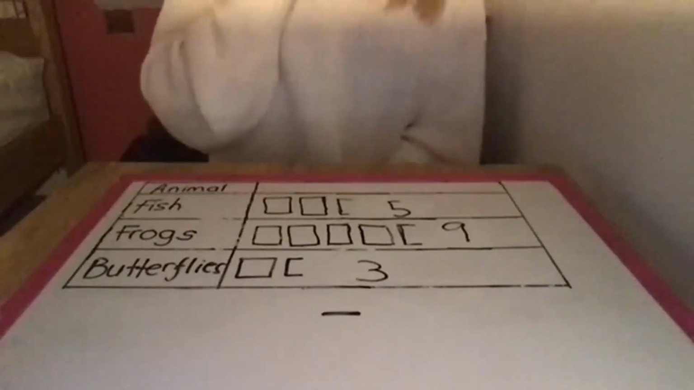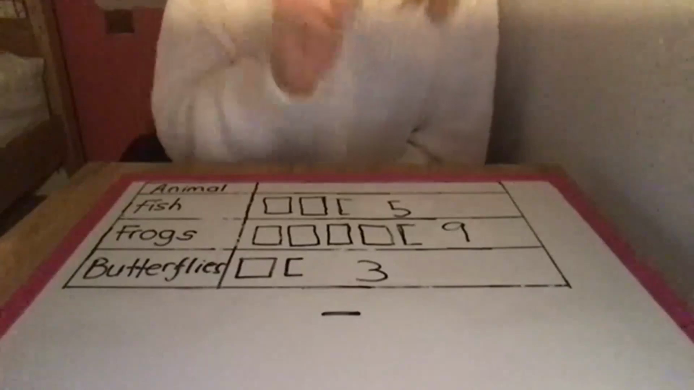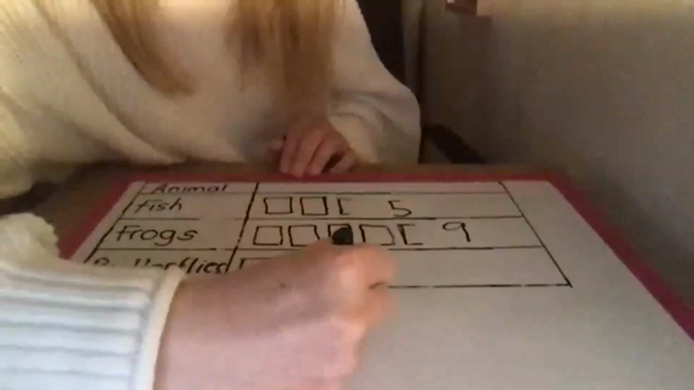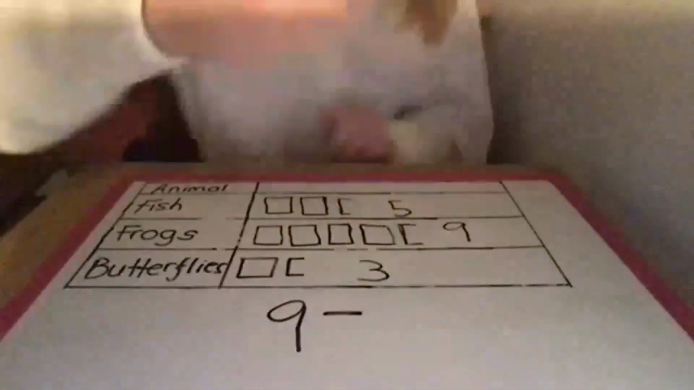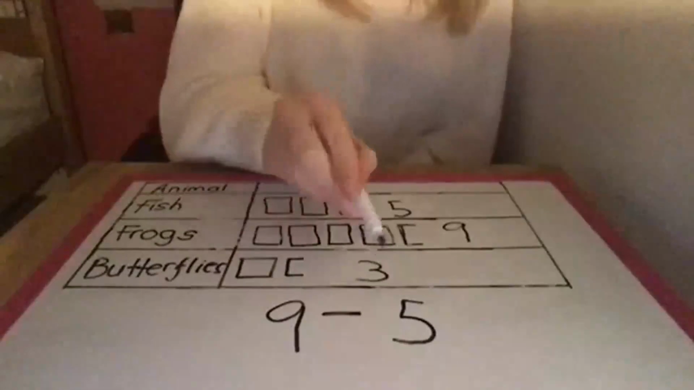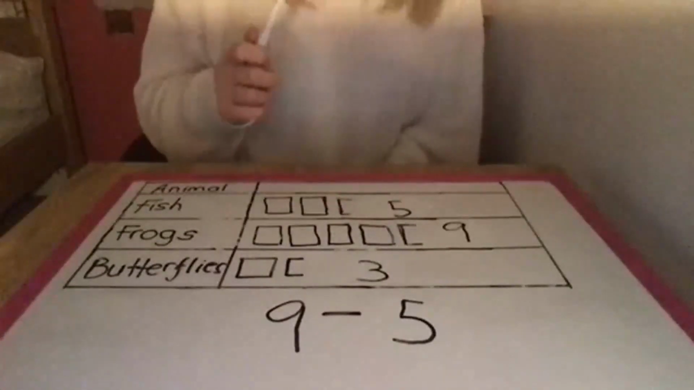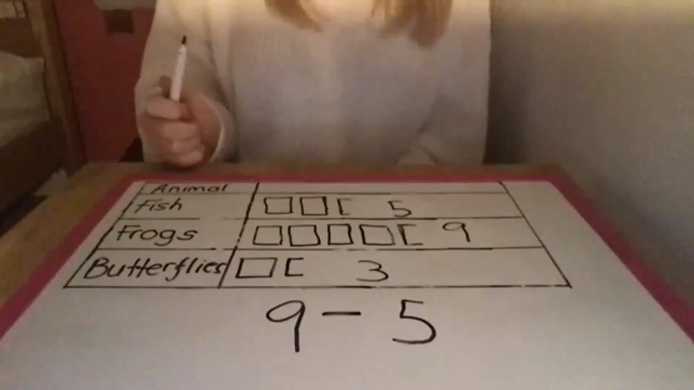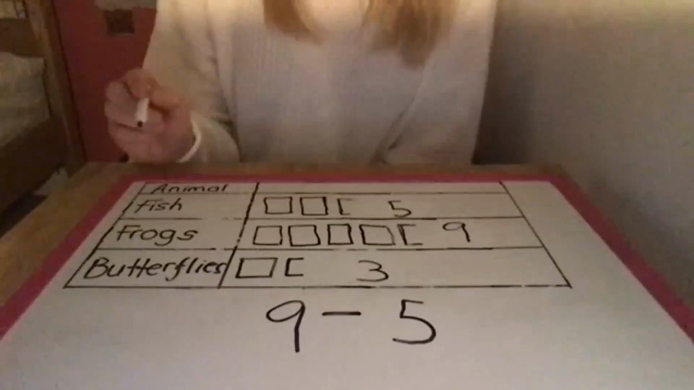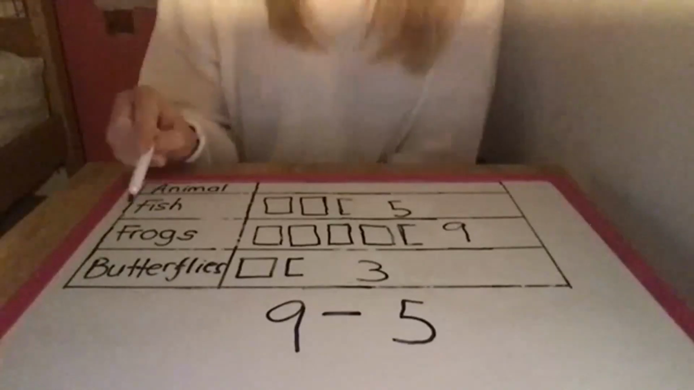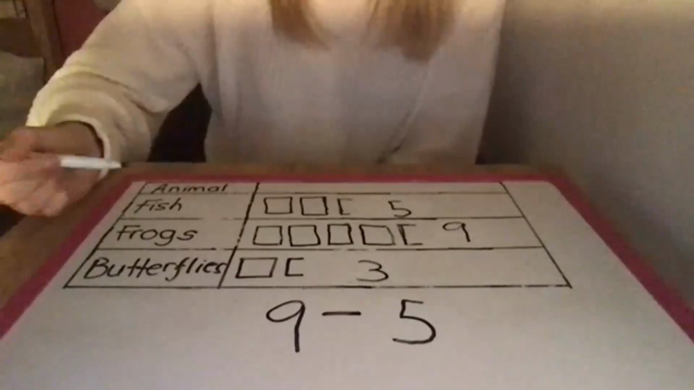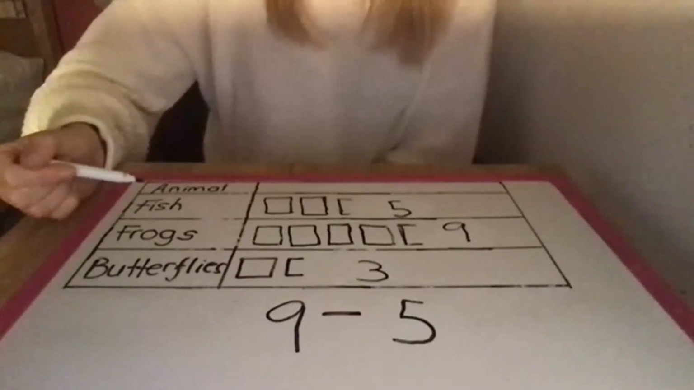Now, when we do a subtraction, we always start with the largest number, don't we? So do we need to start with 9 or 5? Yes, we need to start with 9. So we're going to do 9 subtract 5 because that's the number of fish he saw. Now, what is 9 subtract 5? Well, we've got 9, 8, 7, 6, 5, 4. There we go. So he saw 4 more frogs than he did fish. The difference between the amount of frogs he saw and the amount of fish he saw is 4.